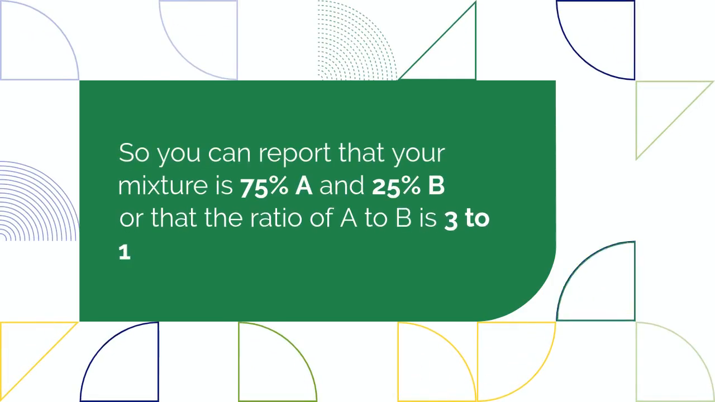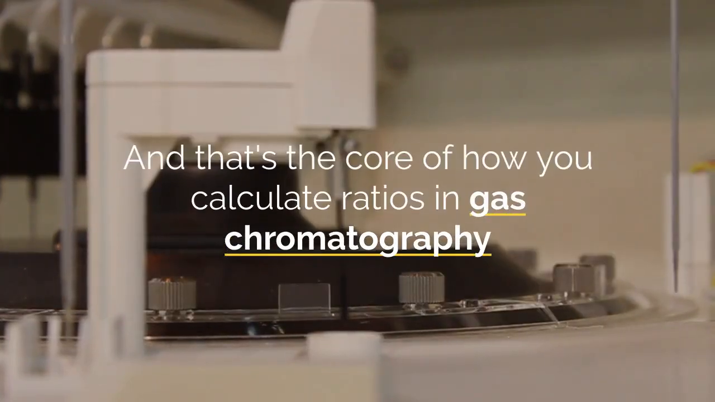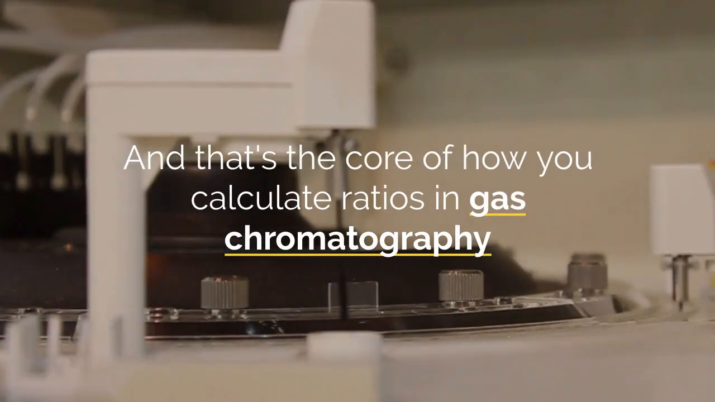So, you can report that your mixture is 75% A and 25% B, or that the ratio of A to B is 3 to 1. It's really that simple for most routine analyses. And that's the core of how you calculate ratios in gas chromatography.